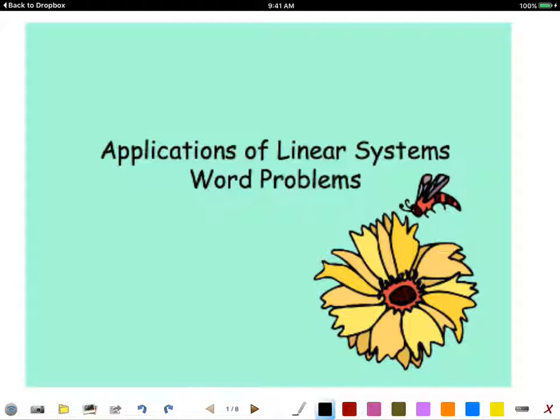All right, today's lesson involves word problems where we need to set up our own system of equations. Remember, a system of equations is two or more equations, which in Algebra 1 we are only dealing with two equations, and then solving.